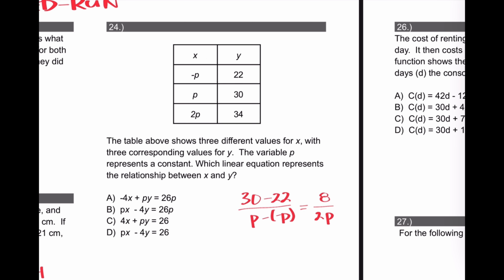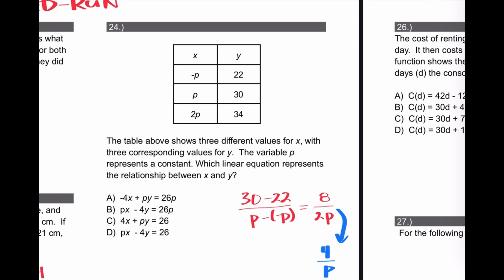So we want to find the slope of this using y minus y over x minus x, and we're just going to leave the variables in there. So you can see I've done the 30 minus 22, which is 8, over x minus x, so p minus negative p, which would actually be 2p. And so this is going to simplify to actually 4 over p. That's my slope. And I look over on the left there, I do see some 4s in there with my p's.